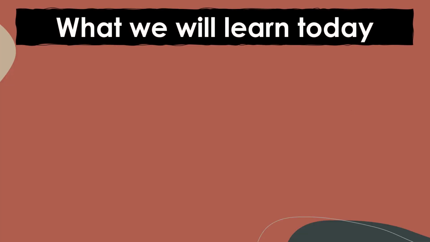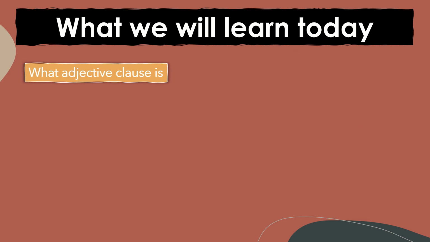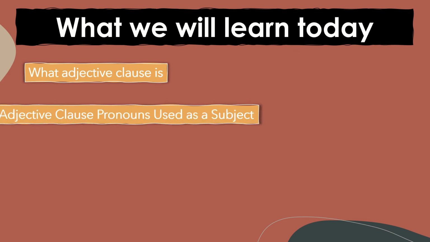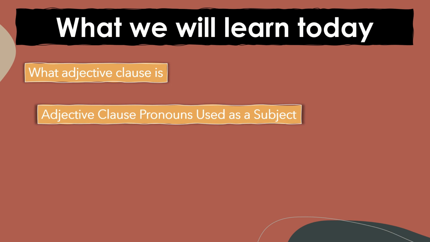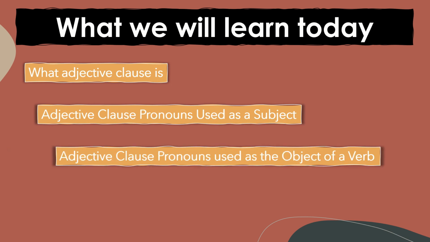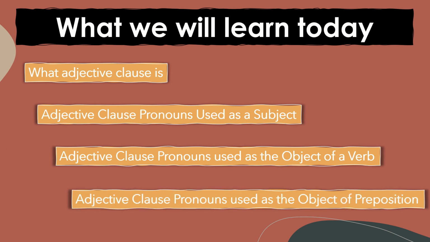So, this is what we will learn today. The first one is what adjective clause is, of course, and the adjective clause pronouns used as a subject, the adjective clause pronouns used as the object of a verb, and also the last one, we are going to learn about the adjective clause pronouns that are used as the object of a preposition. Right, let's go for the first discussion.